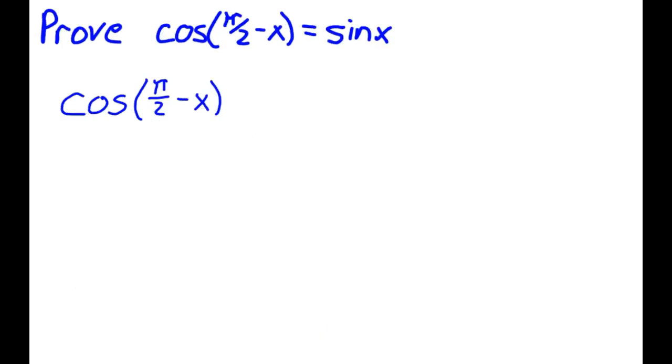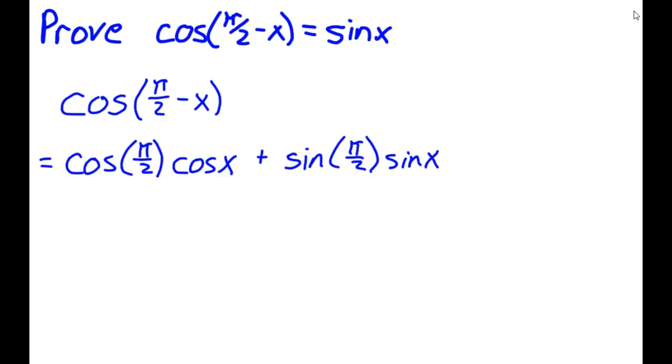In this next example, we want to prove the cosine of pi over 2 minus x is equal to sine x. So we're going to start with the left side of the equation, the cosine of pi over 2 minus x, use the difference identity for cosine, and simplify it to get sine of x.